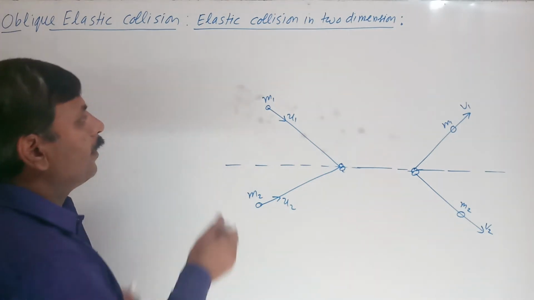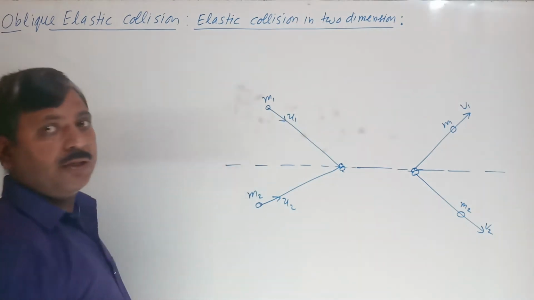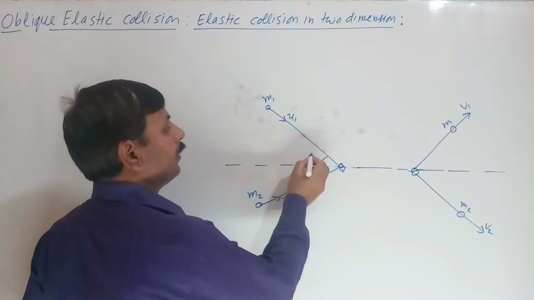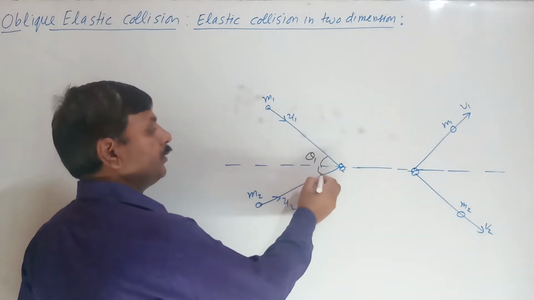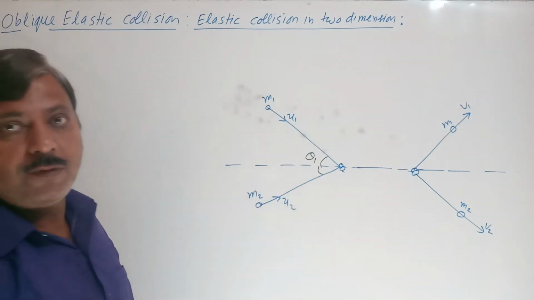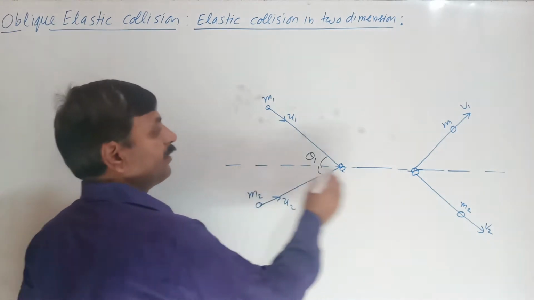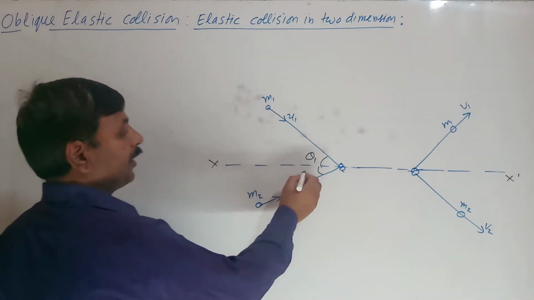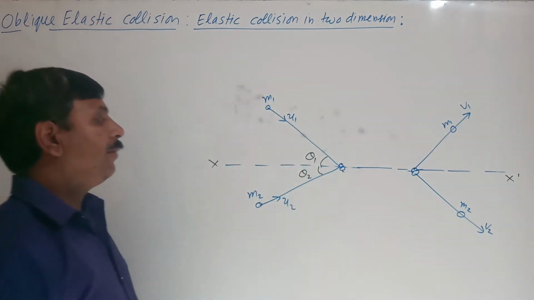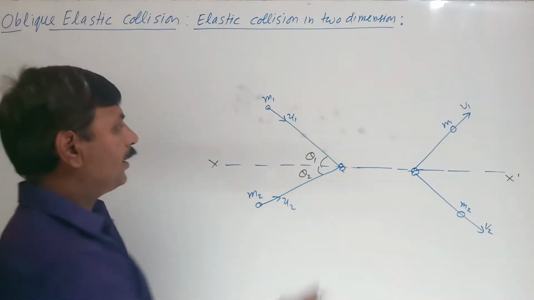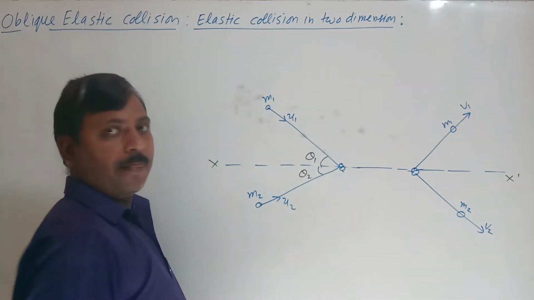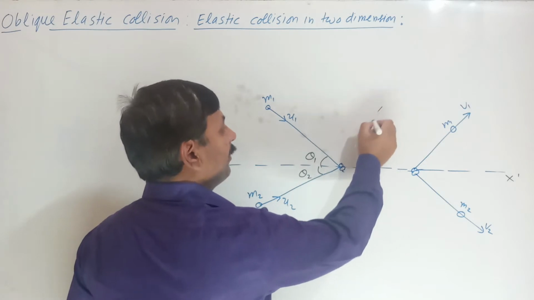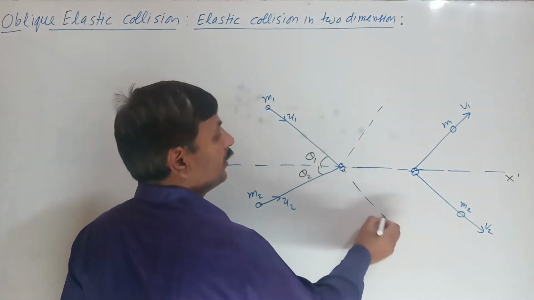See here, one mass m1 has initial velocity u1 at an angle theta 1, and m2 has velocity u2. I have supposed this to be the x-axis, and from the x-axis it makes an angle theta 2. Here they are colliding. After collision they will be separated. Actually they will separate like that.